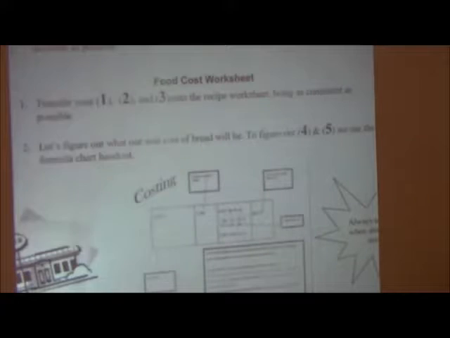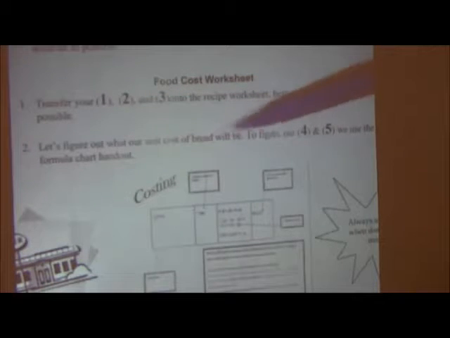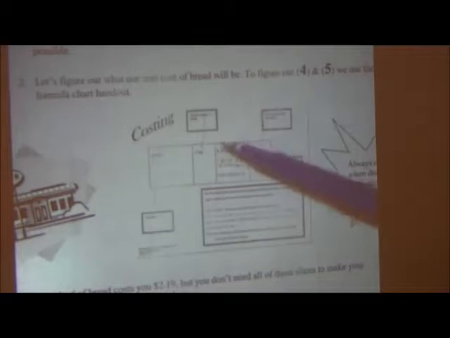Now, what we're going to be doing here is filling out 4 and 5. So we're going to put this away for right now so we can read our steps. So now let's figure out what our unit cost of bread will be. To figure out 4 and 5, we use the formula chart handout. And this is an example of the chart that you have. Yours is color-coded. So we're looking at this now, and we're going to have to work through it.